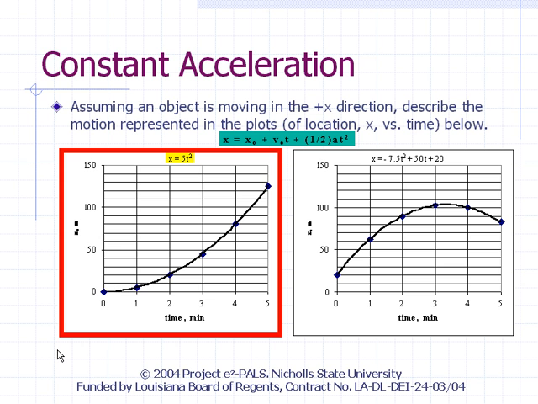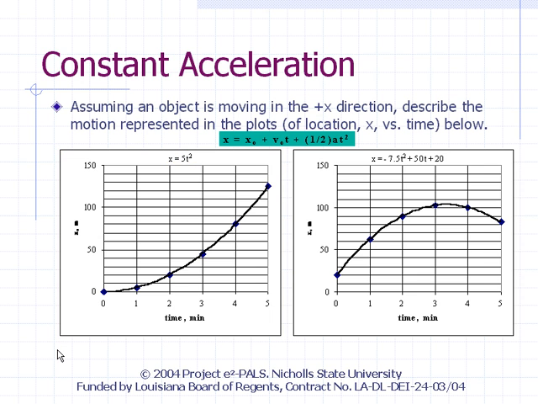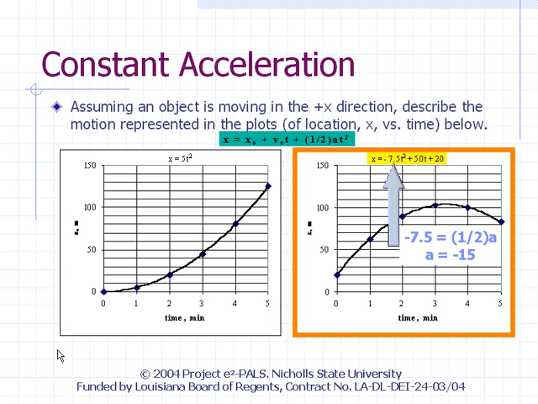We can see from the graph that the curve is getting steeper with time. The object is speeding up at the rate of 10 meters per minute every minute. For the plot shown on the right, we can identify negative 7.5, the coefficient of t squared, as 1/2 of the acceleration. Therefore, the acceleration is negative 15 meters per minute squared. We can also identify 20 meters as the initial location, and 50 meters per minute as the initial speed.